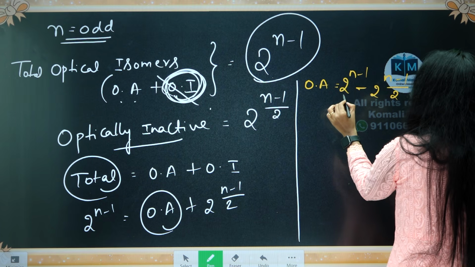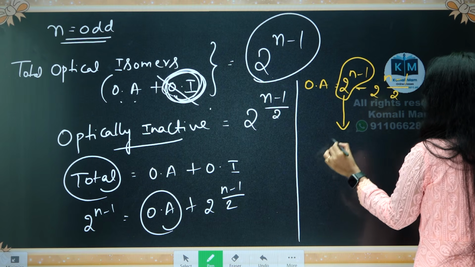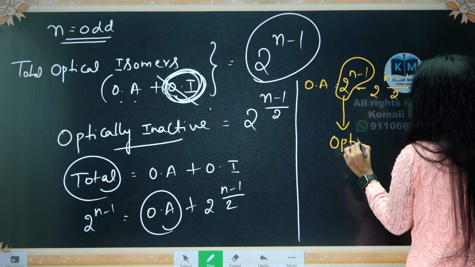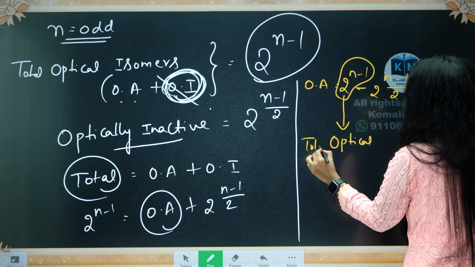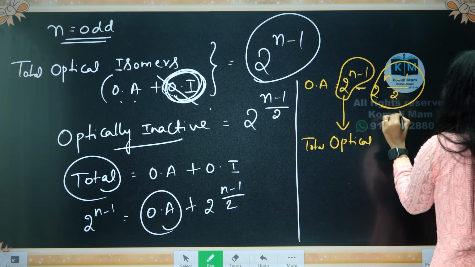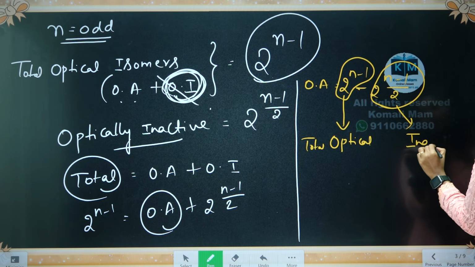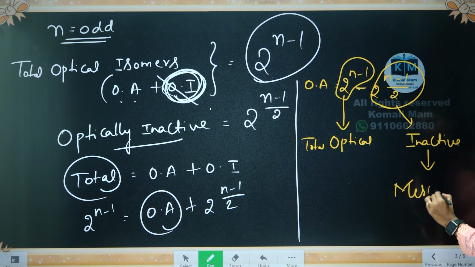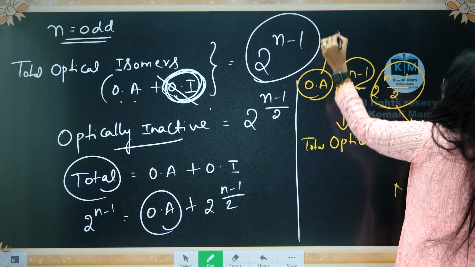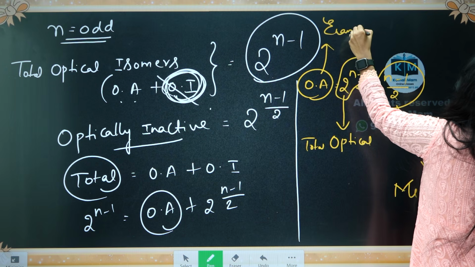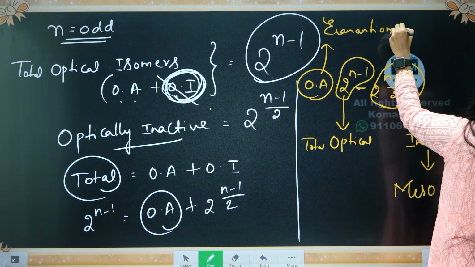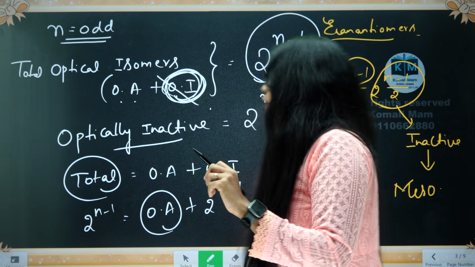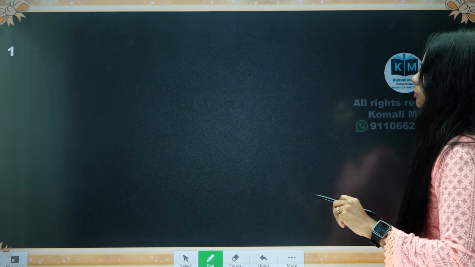What I am telling you, this gives total optical isomers, this is total. This is inactive forms, optically inactive. Optically inactive is also known as meso compounds. Optically active is also known as enantiomers. Okay, that's it. Note down these formulas. Very easy. Just copy these formulas and you see how easily you will be able to solve.